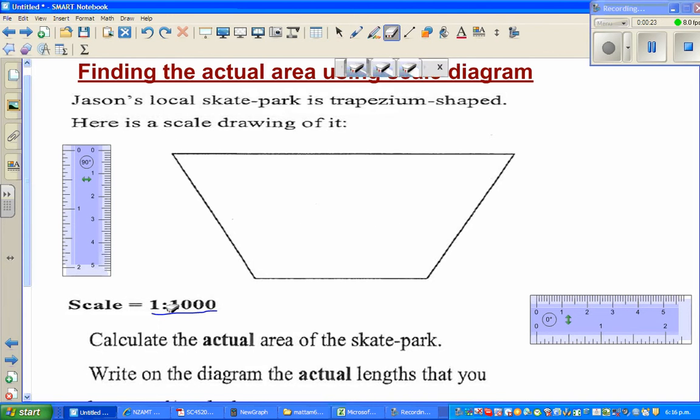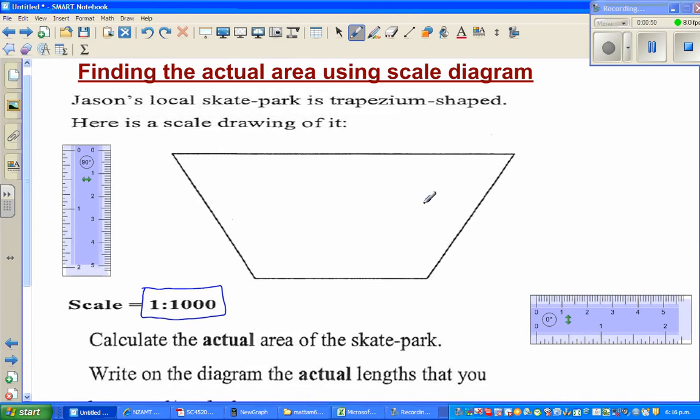The scale that is given is 1:1000. Now what does that mean? If, say, this is 7 centimeters, then that is 7,000 centimeters, and you have to change that into meters. So let's first measure the sides.